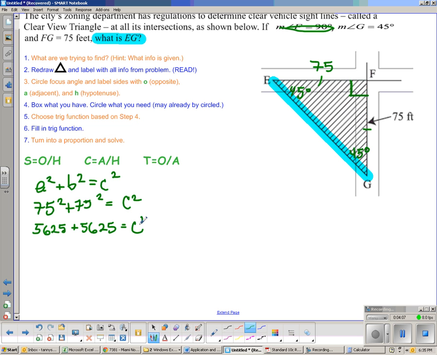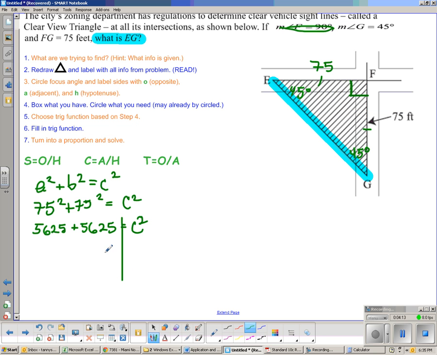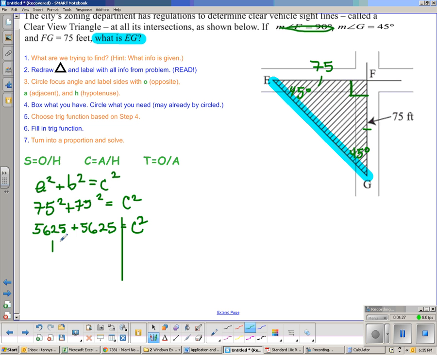Equals c squared. Okay, now I'm going to go ahead and find the sum of that. Let me respect my equation. I'm going to put this sum on the same side, not on the other side, as some of us do. And then I'm going to do this times 2, because it's the same as adding it to itself. And I'm going to end up with 11,250, I believe is what it came out to be. Let me take a look at it again.